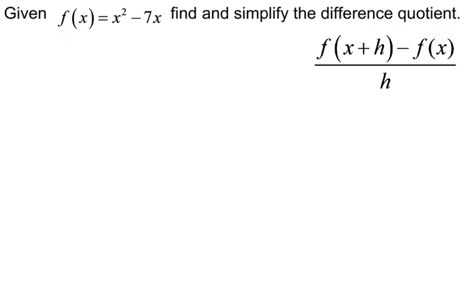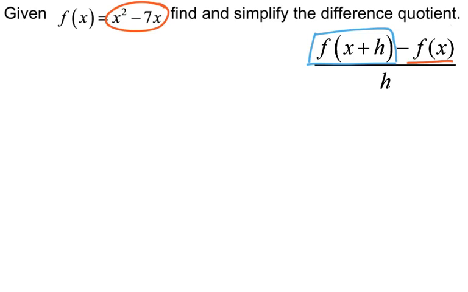Here, we're given a quadratic function, f of x equals x squared minus 7x. We're asked to find and simplify the difference quotient, which is given. So our difference quotient is f of x plus h minus f of x, all of which is divided by h. Now, what you want to notice is we are always given our function f of x.